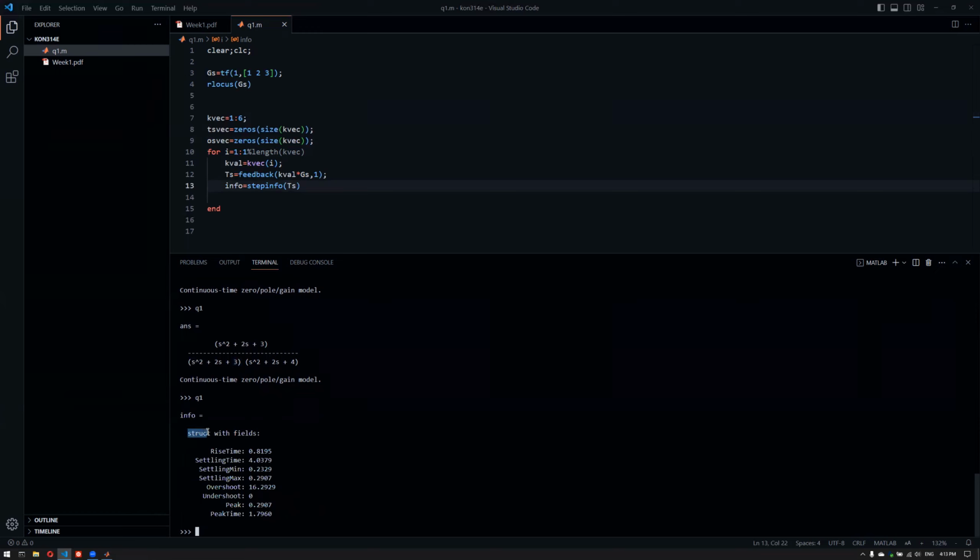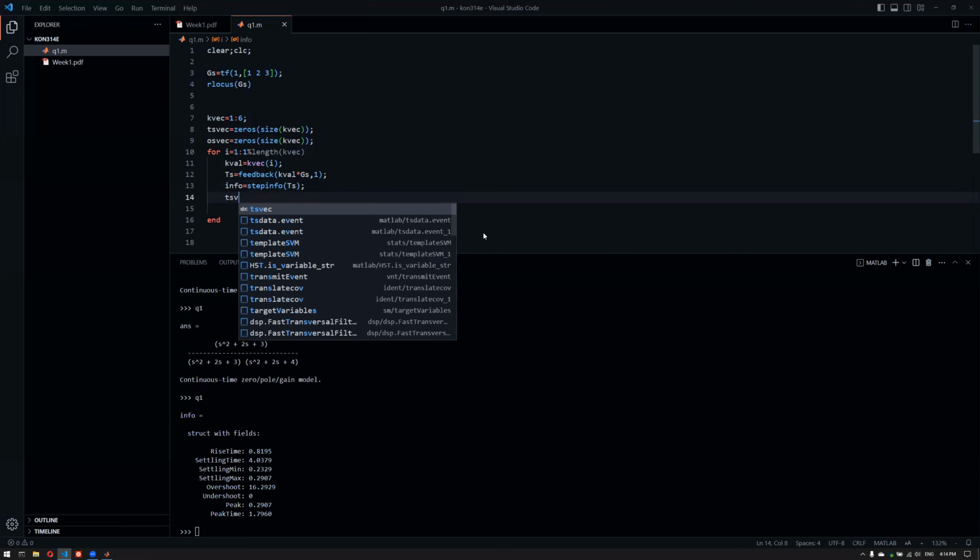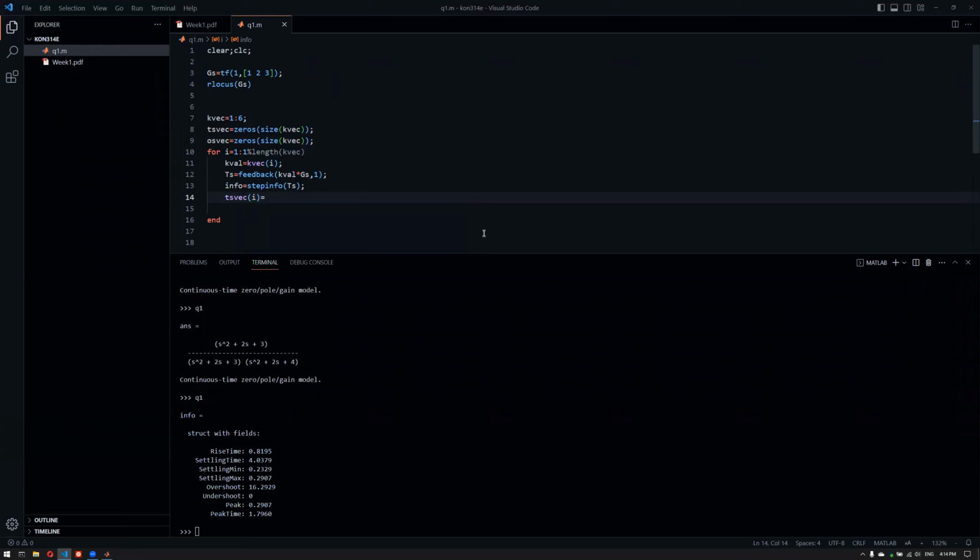And if you recall from the first lecture, we've talked about this struct here. They were like the C programming language structs, and you can use the dot operator to access the fields here. We have a key-value pair here. So for the keys, you can use the dot operator. So what I can do is use info.Overshoot in order to get the overshoot value here. And then info.SettlingTime, for example, to get the settling time value here. So let's do that. tsvec I should be info dot, not overshoot, settling time.